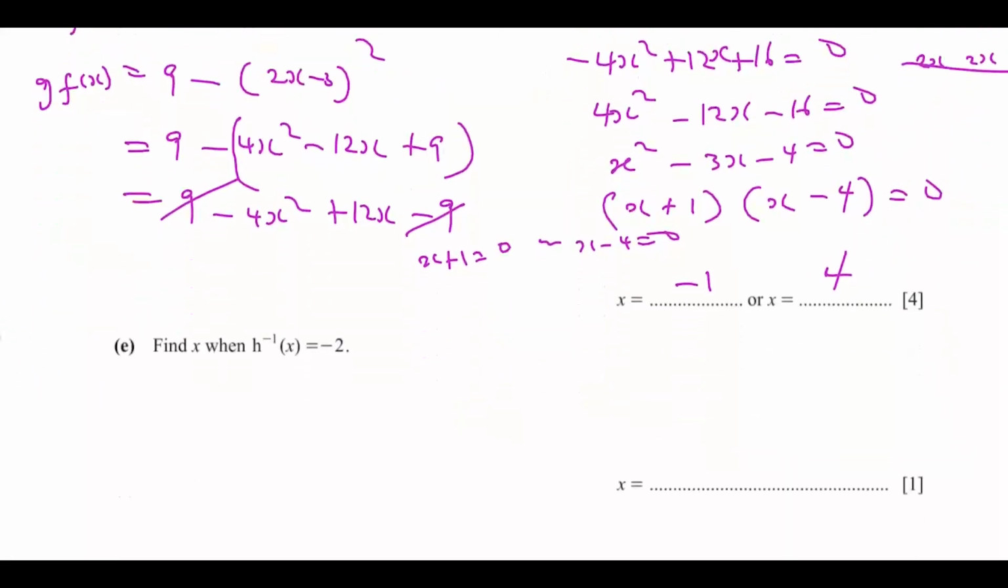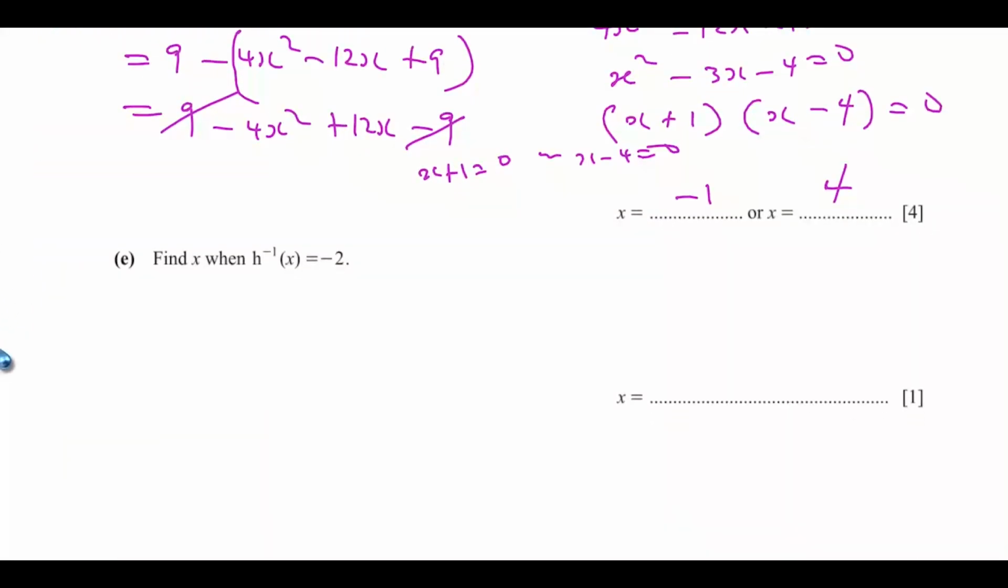Let's go to the last part, that is part E. Find x when h inverse of x equals negative 2. So we need to firstly find h inverse of x. So we know that h of x is equal to 3 to the power of x.